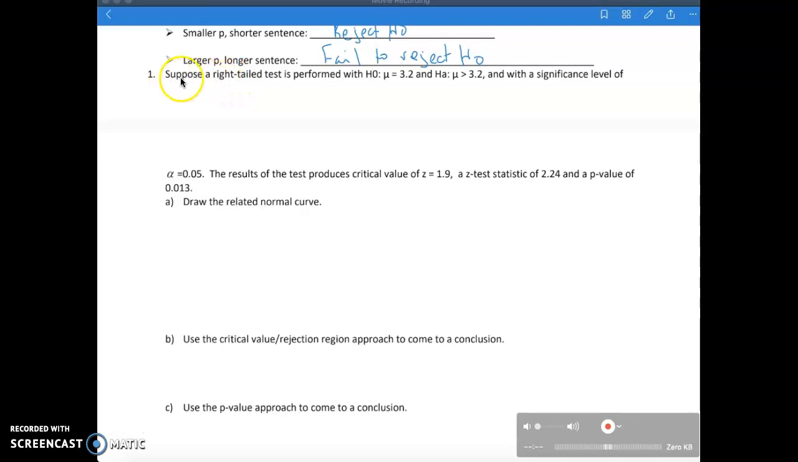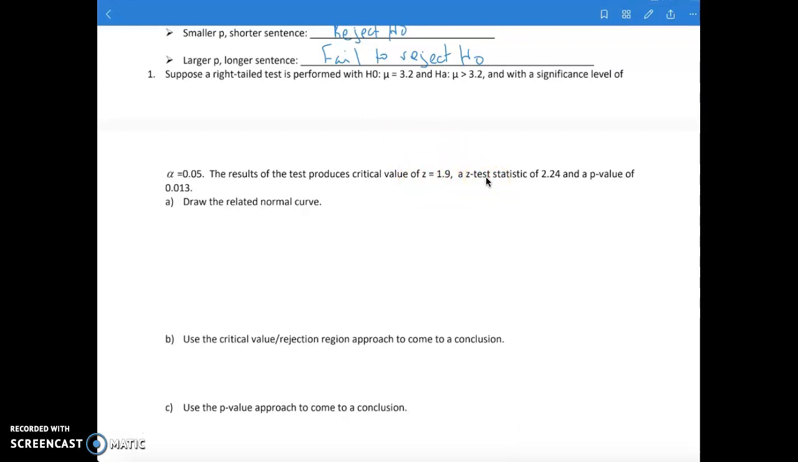But the question starts with, suppose that we have a right-tailed test performed with null hypothesis being that mu is equal to 3.2 and the alternate being that mu is greater than 3.2, with the significance level of alpha equals 0.05. The results of the test produce a critical value of z equals 1.9, a z-test statistic of 2.24, and a p-value of 0.013. So we have all of this information from our test. They did give us z-values, so this must have been able to be performed as a z-test.